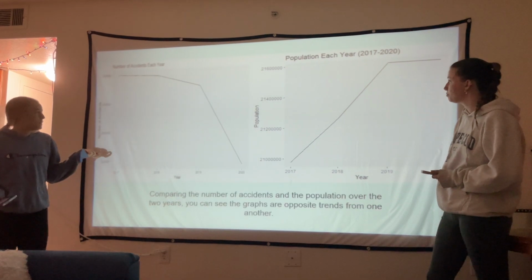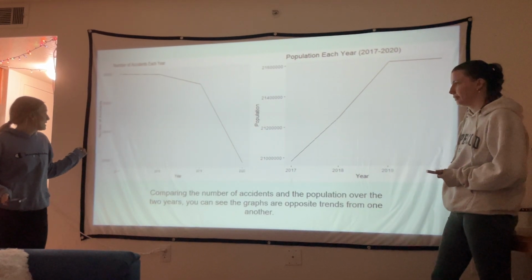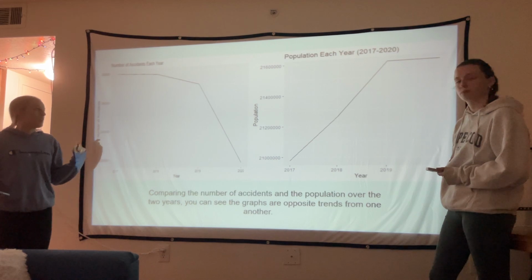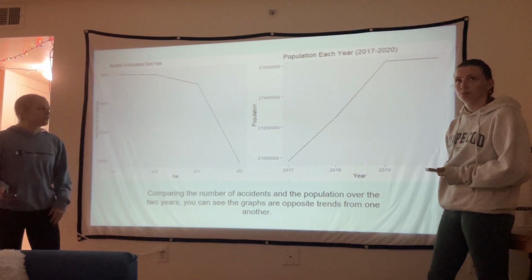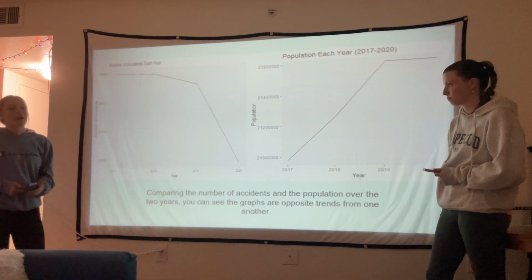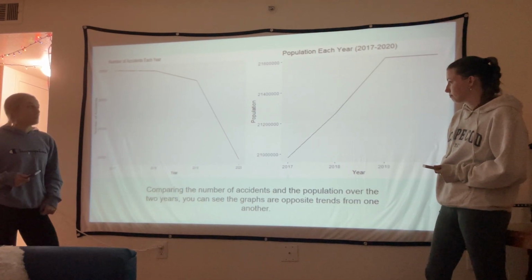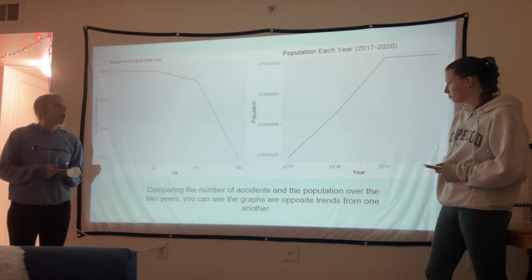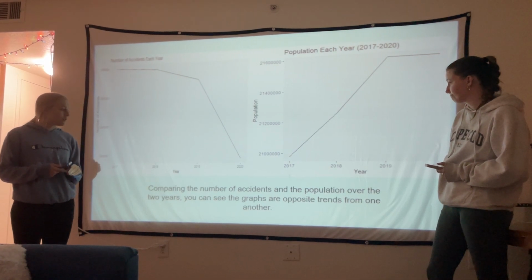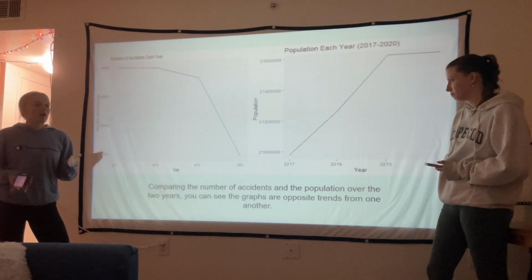So this is comparing the two graphs of the number of accidents compared to the year, and then the population compared to the year. So looking at it, you can clearly tell that as the year continues, the number of accidents decrease, but as the year continues, the population actually increases. So that kind of goes opposite from one another.